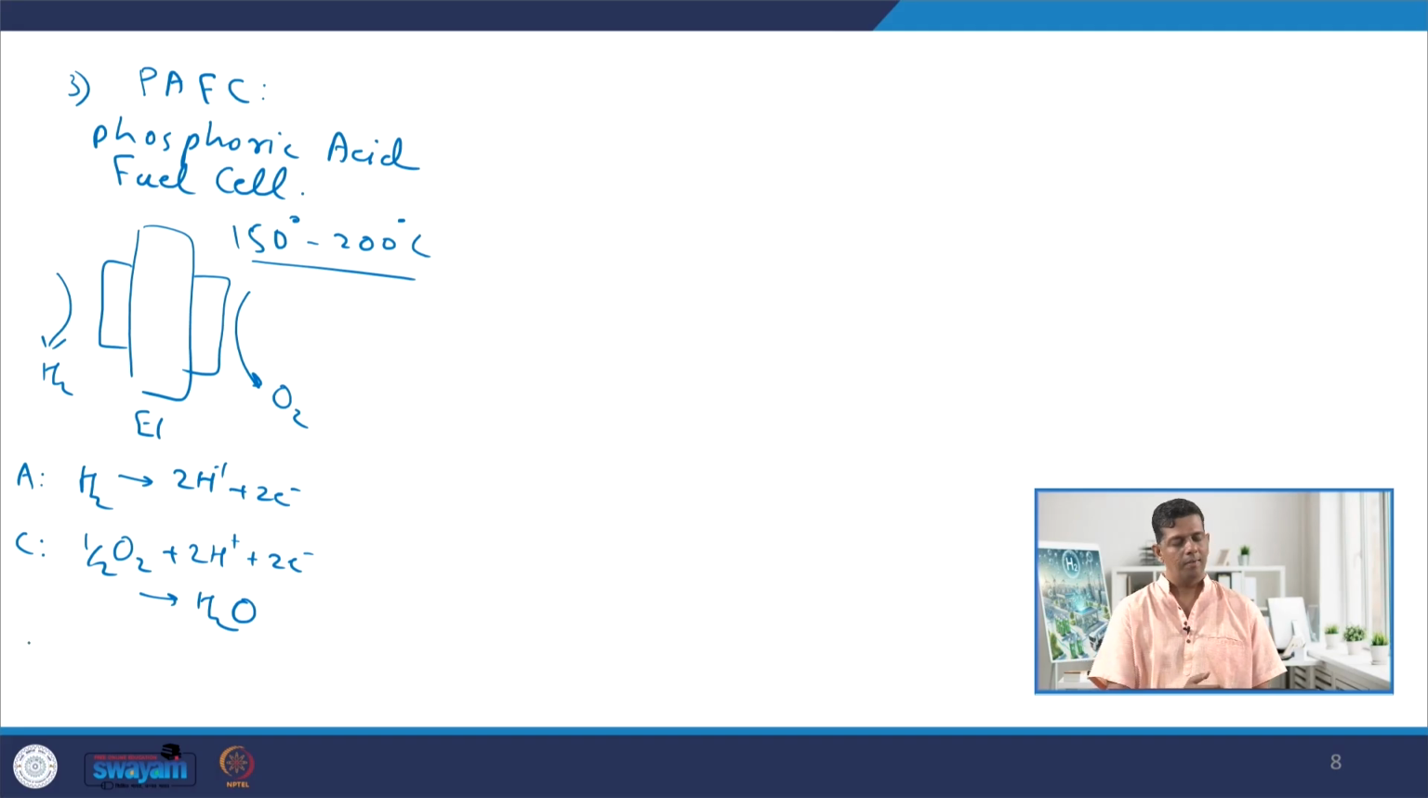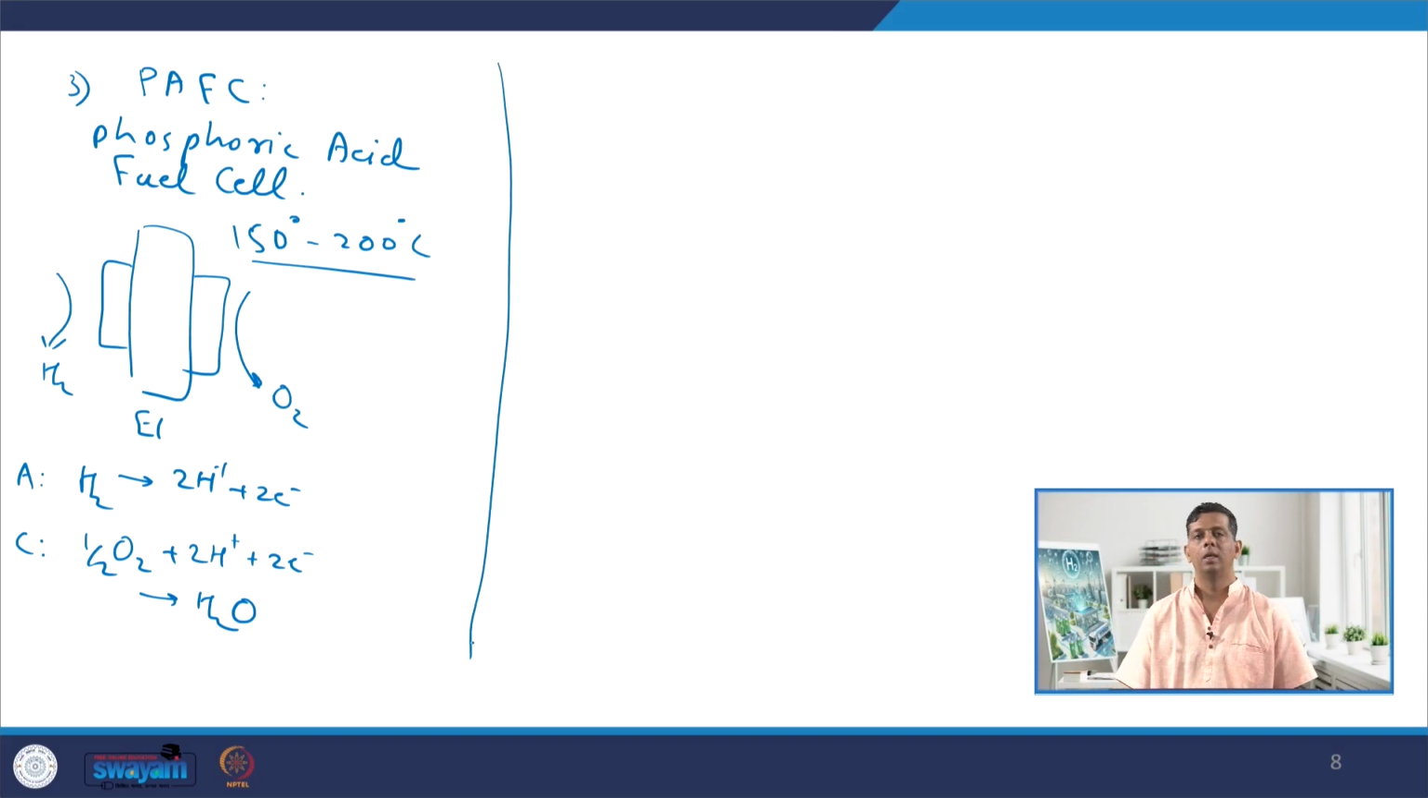So, what is the advantage that this cell offers at high temperatures? It has good tolerance towards carbon monoxide, which implies we can use hydrogen produced from conventional sources, for example, steam methane reforming. We do not need to separate out the carbon monoxide and dioxide, and we can straight away supply this hydrogen to this kind of fuel cell. So, this is just a brief overview of different types of fuel cells.